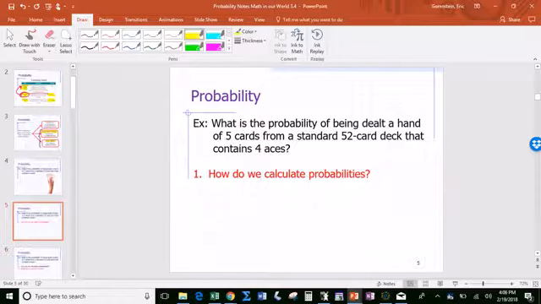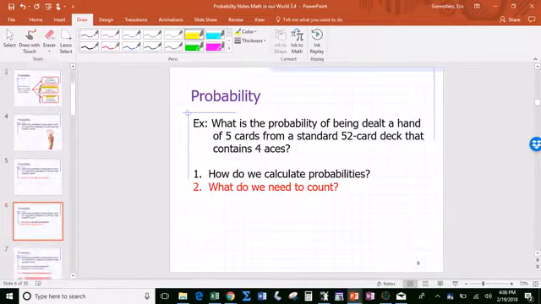You have to count 2 things. You have to count the size of 2 sets or 2 groups. In this case, you have to count how many 5-card hands there are that have 4 aces. That's the first number. How many 5-card hands are there in total? That's the second number. And then the formula for probability is you divide those 2 numbers.